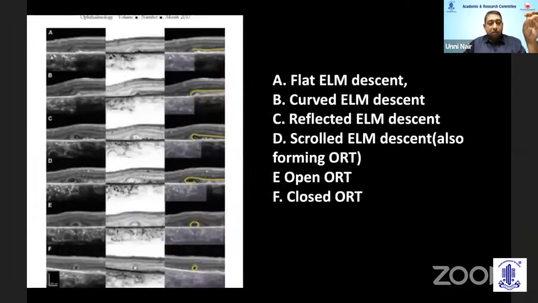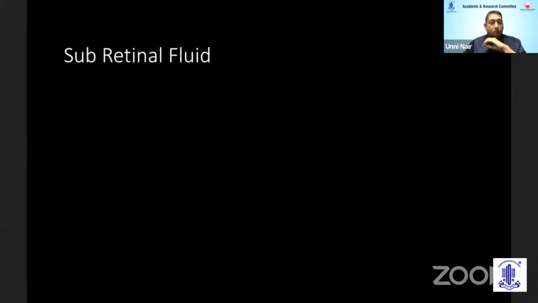So it's interesting to see how the ORTs form, and that is something like the plasticity of the RP. Here you can see with each stage, you can see a curve, then it scrolls inside, then it becomes like an envelope, it becomes an open ORT, and finally the last stage is a closed ORT. It's a beautiful paper that shows how the outer retinal tubules are formed.